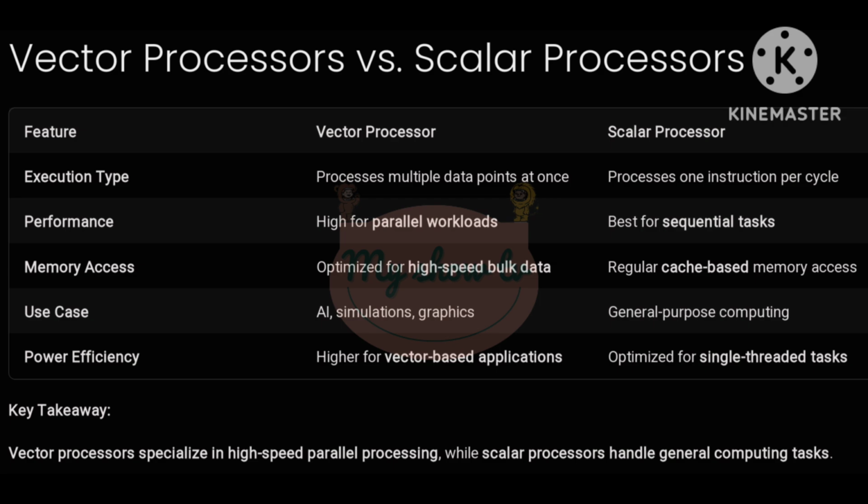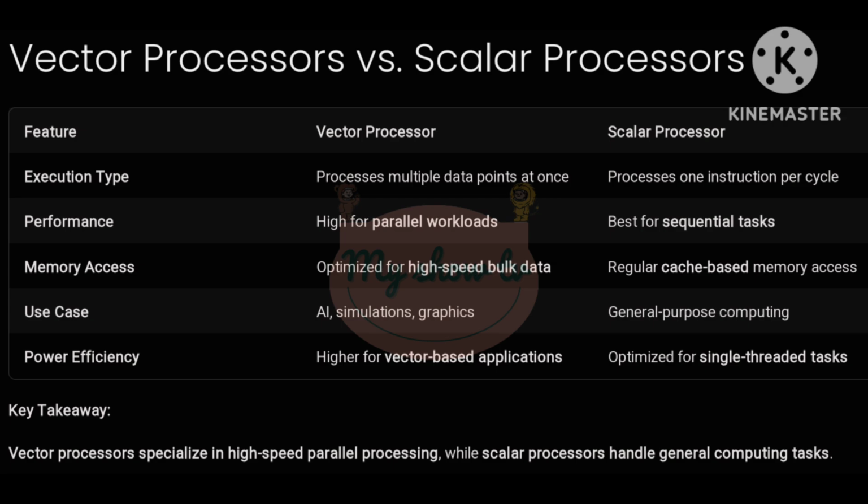Example to illustrate the difference. Vector processor example: NVIDIA's tensor cores in GPUs use vector processing to accelerate deep learning computations. Scalar processor example: a traditional Intel Core i5 CPU executing single-threaded software like basic word processing or system utilities.